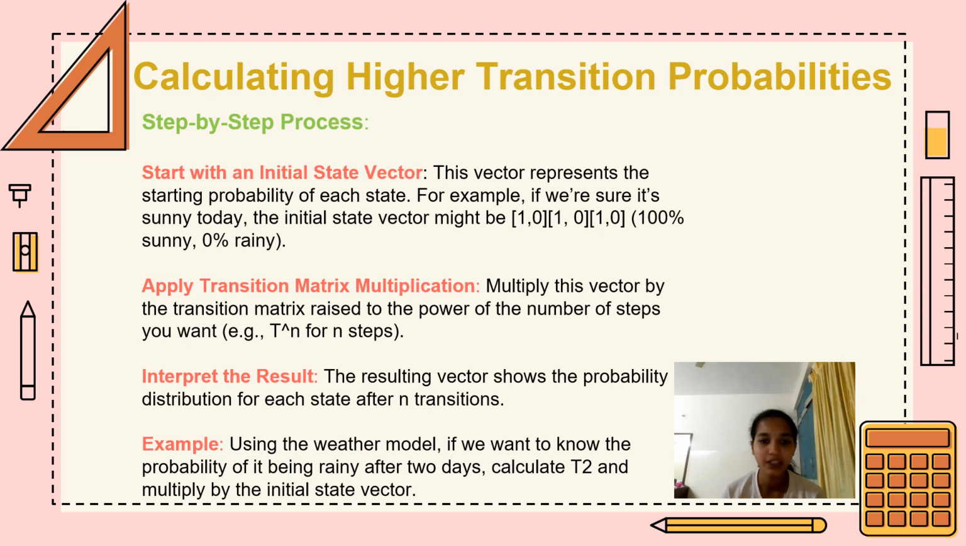Apply transition matrix multiplication. Multiply this vector by the transition matrix raised to the power of the number of steps you want. Example, T raised to n for n steps. Interpret the result. The resulting vector shows the probability distribution for each state after n transitions. Example, using the weather model, if we want to know the probability of it being rainy after 2 days, calculate T square and multiply the initial state vector.